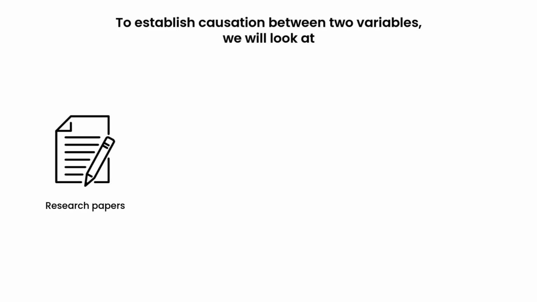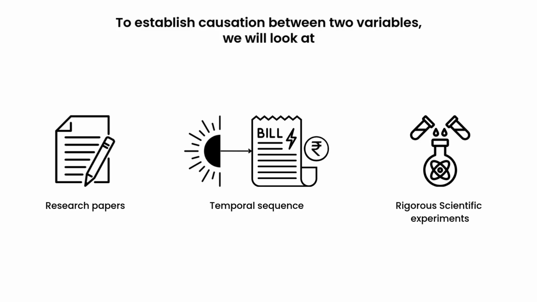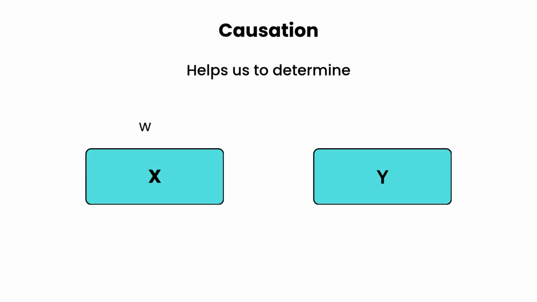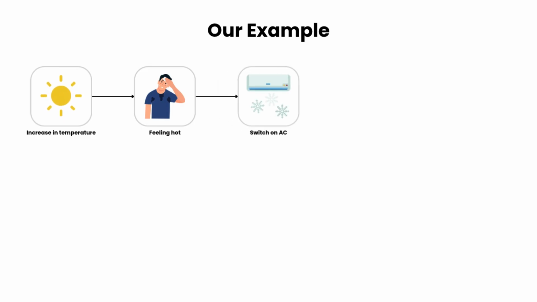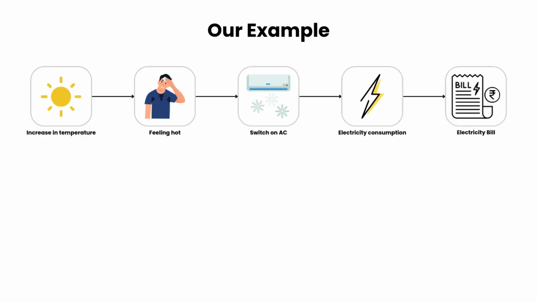When we try to establish causation between two variables, we will look at available research papers, their temporal sequence, and perform rigorous scientific experiments. Causation helps us to determine which variable is the independent variable and which variable is the dependent variable. In our example, we can say that an increase in temperature causes an increase in electricity bill because when temperature increases, people feel hot and want to feel cold. They will switch on the AC, thus increasing electricity consumption and hence the electricity bill.